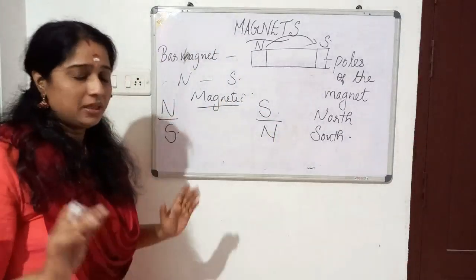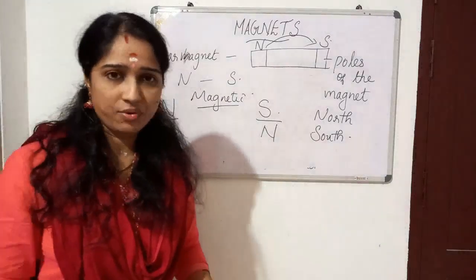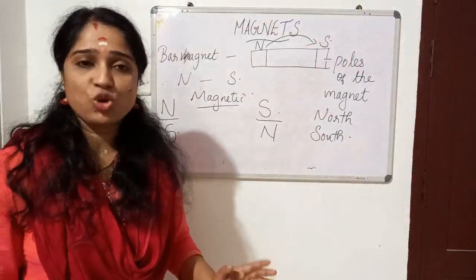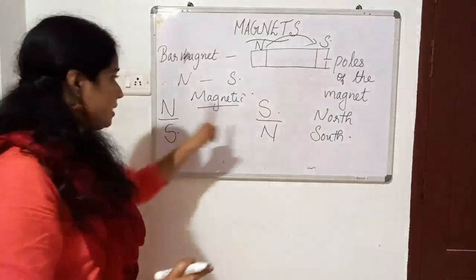Hope it is clear. Earth we want to consider as a magnet. As we know, a magnet has got two poles, north pole and south pole.